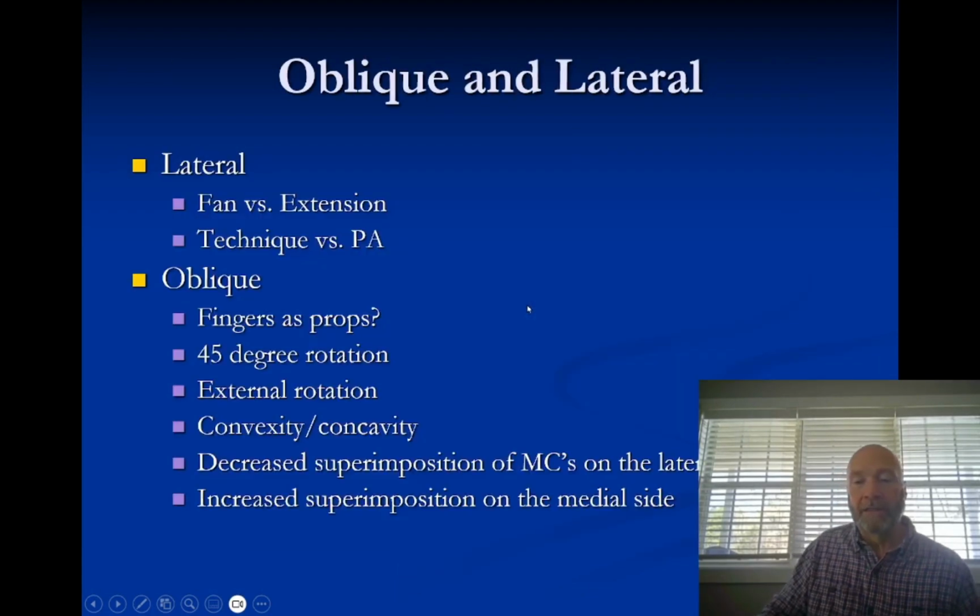All right, so we already looked at that, so we're not going to look at it again. We're going to talk about obliques and lateral. So in both of these cases, if we're shooting PA, we're going to do lateral rotation. So we're going to start with lateral, and we're going to talk about the fan versus the extension lateral.